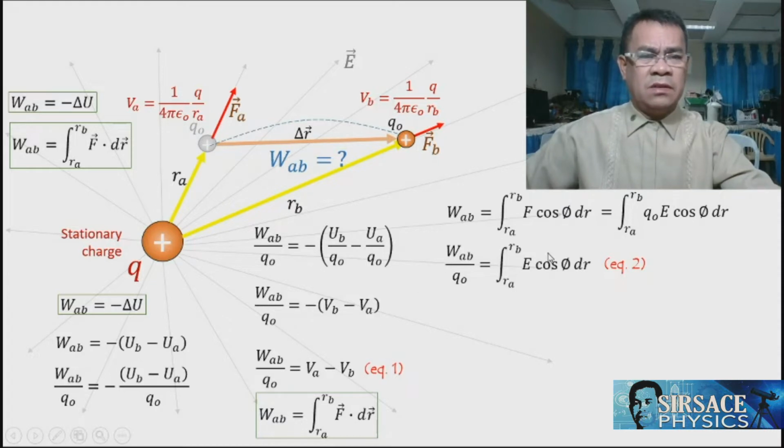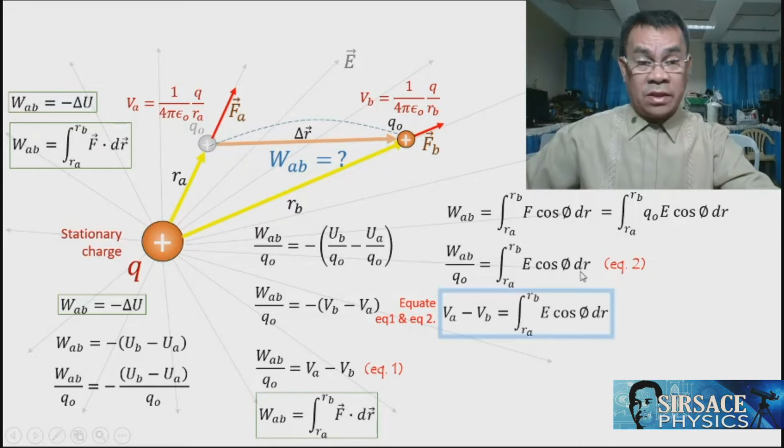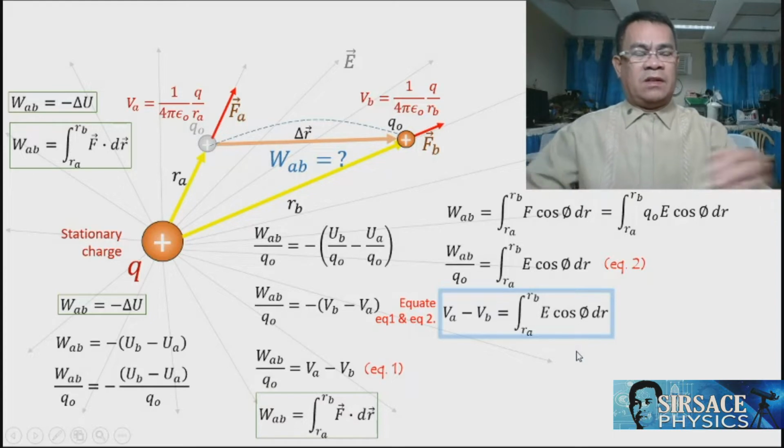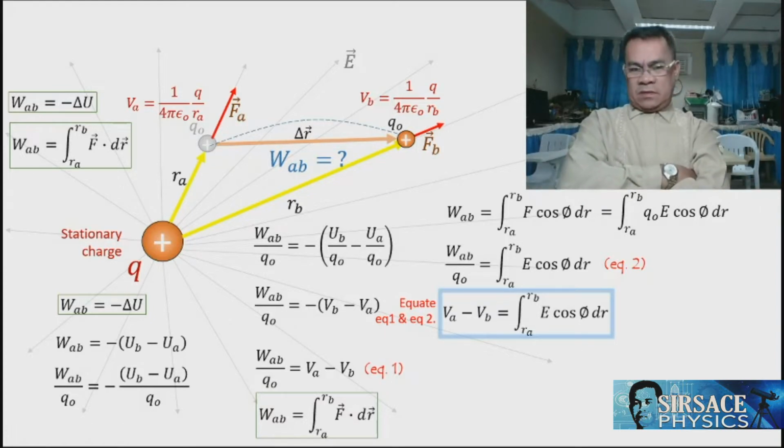Which means if we call this equation 2, we can equate 1 and 2. Why can we equate? Because this is the same as this one. So equating 1 and 2, what will be the result? The result is the potential difference V_A minus V_B is equivalent to the integral of E cosine theta, ranging from the initial position towards the final position.